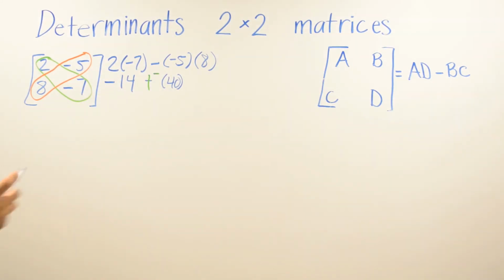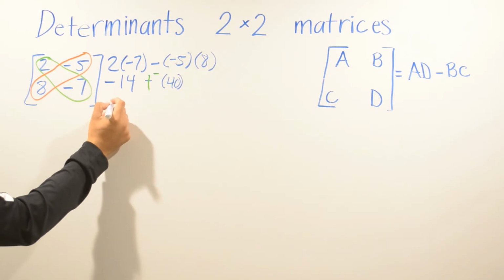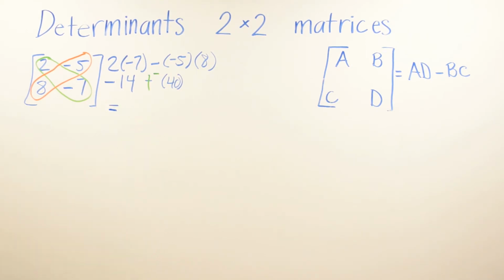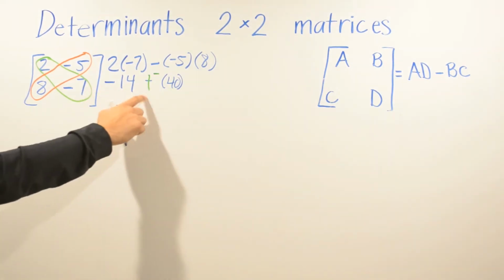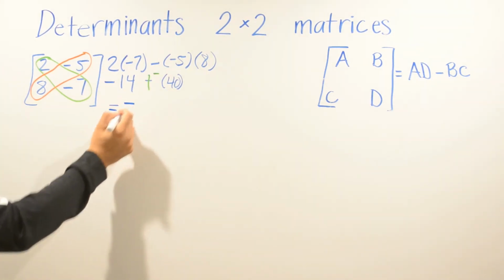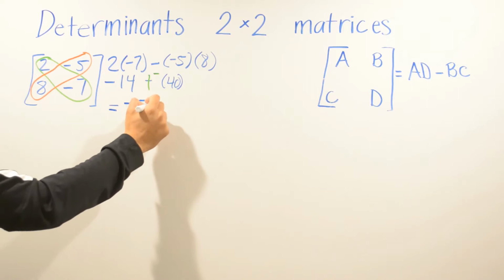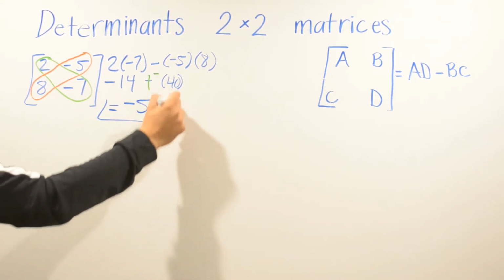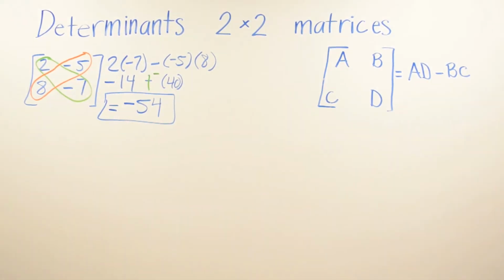So then you're going to have two of the same signs. You have -14 plus a -40. So you're going to have your answer to be -54. So that would be your answer for this example of a 2x2 determinant.